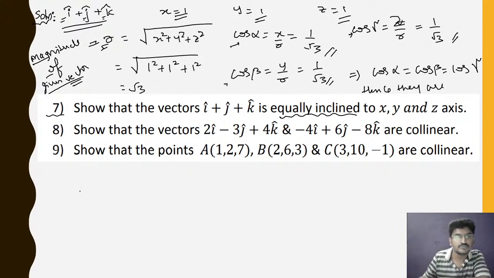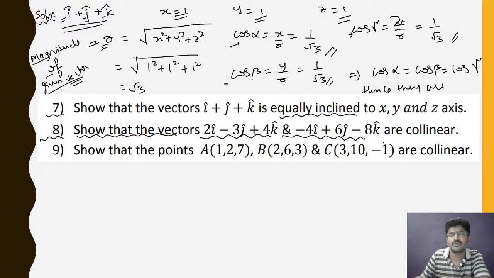Okay. Now let us go for problem number 8. Show that the vectors 2 i cap minus 3 j cap and 4 i cap plus 6 j cap minus 8 k cap are collinear.